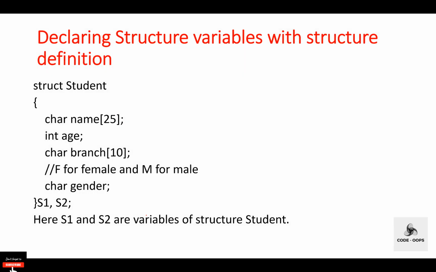Then declaring a structure variable with the structure definition. That means declaring the structure variable inside the structure definition. Struct student, student is the name of the structure and the structure has 4 data members. Then S1 and S2 are the variables of structure student. And then put the semicolon. Now in this case, the structure variable is declared inside the structure definition.